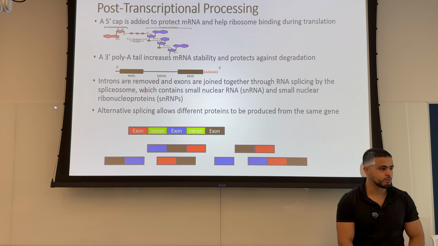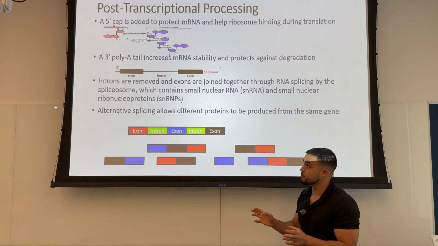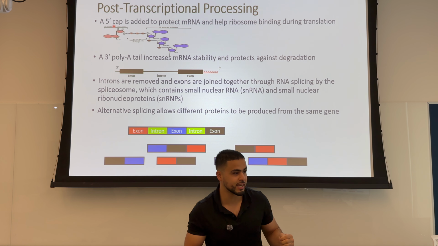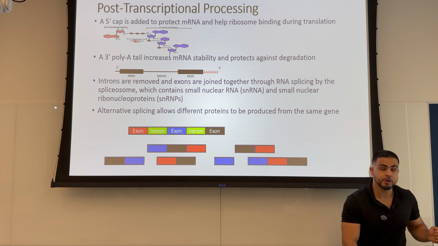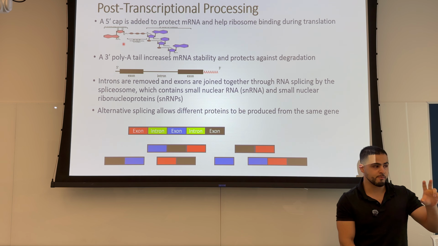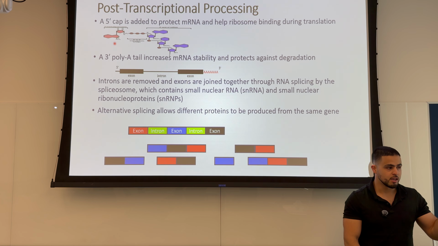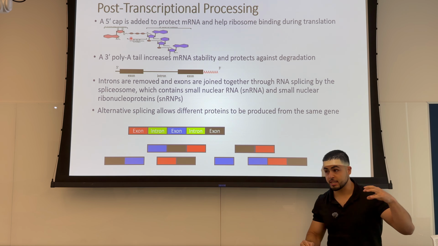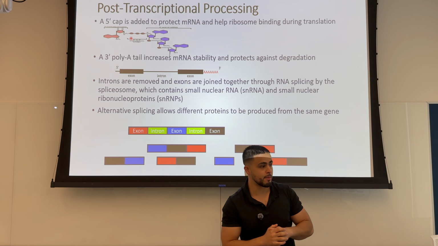The first thing you're going to do is add that 5' cap. So the 5' cap is going to contain, as you can see right here, 3 phosphate groups. It's also going to have guanine in it, so sometimes you'll see a 5' G cap because it contains the nitrogenous base guanine, and it's going to attach at the 5' end of the mRNA.